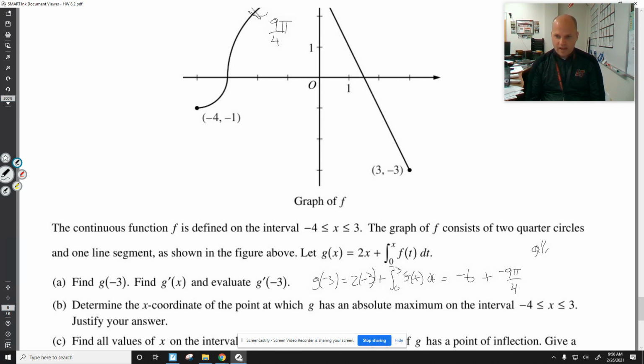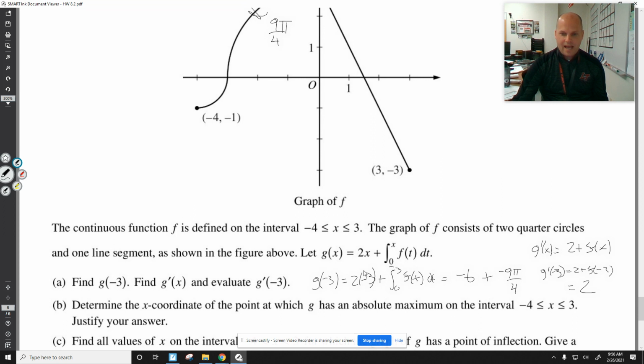What's g prime of x? If you took the derivative of g, it's not just f, it's 2 plus f. Be careful. And then g prime of -3 is going to be 2 plus f of -3. F of -3 is 0, 1, 2, 3. So this is 2.